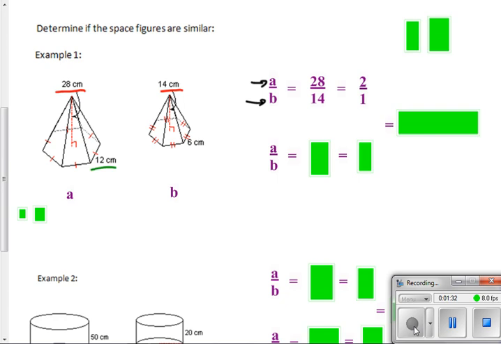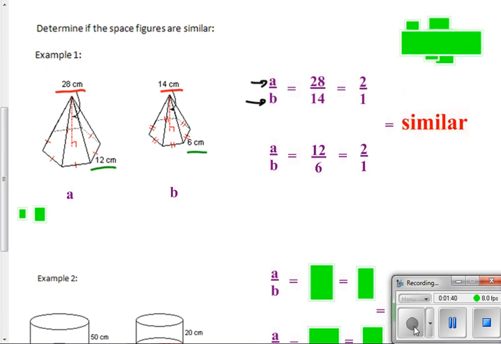We also need to compare 12 to 6 to make sure that they are similar. 12 over 6 again reduces to 2 over 1, so these would be similar.